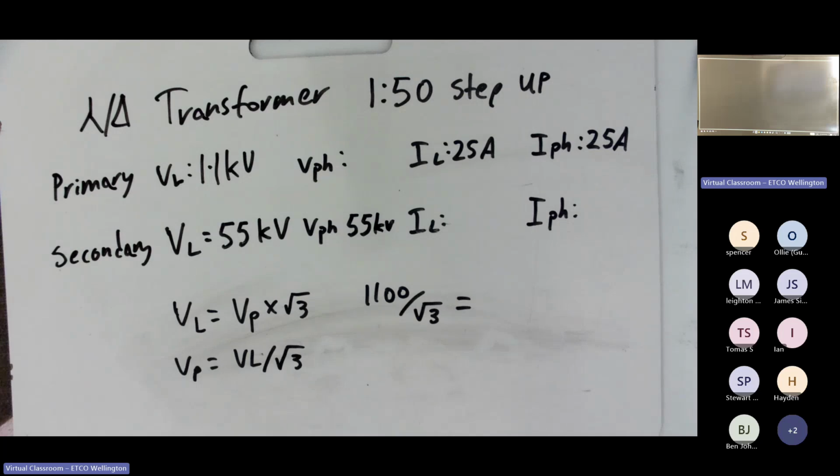I think you've got one too many zeros there, Ollie. Just check the way you've done the math. Maybe you've put one extra zero. Maybe you put 11,000 instead of 1100.